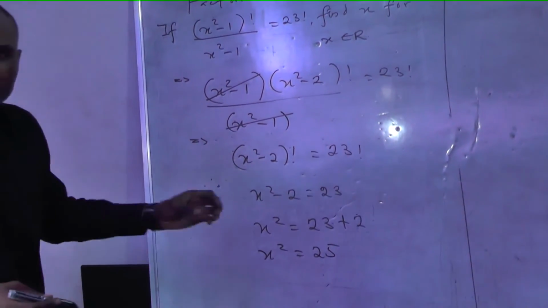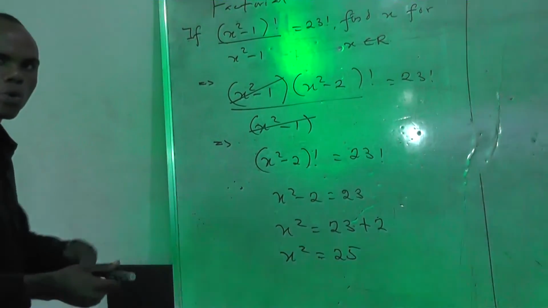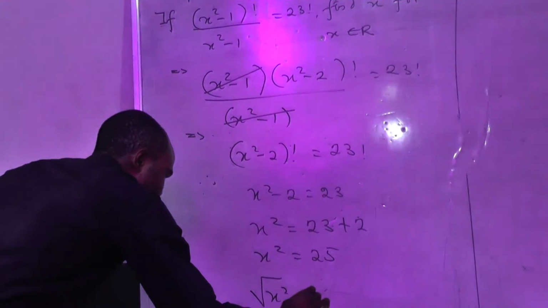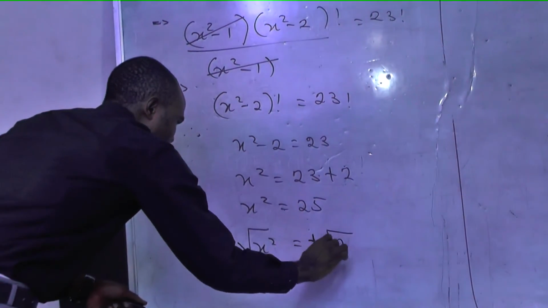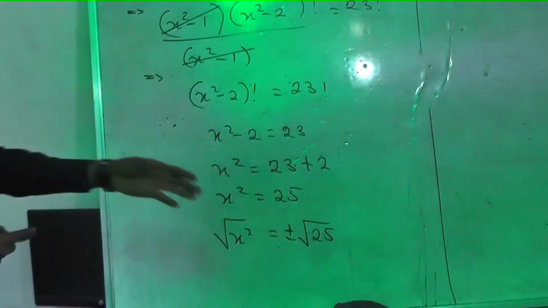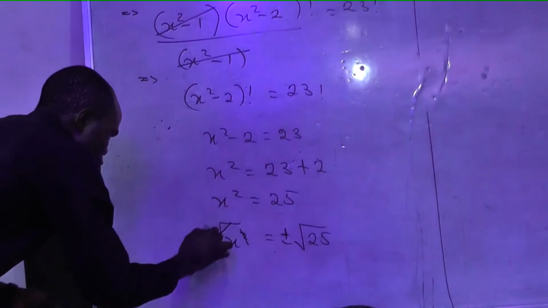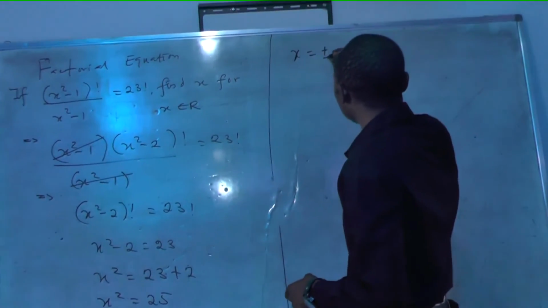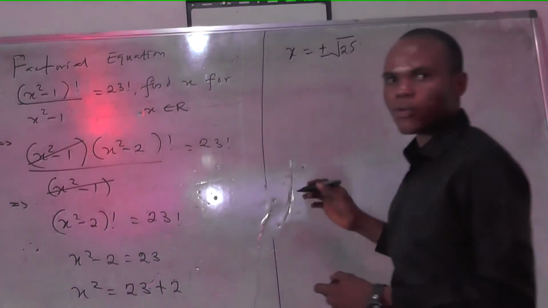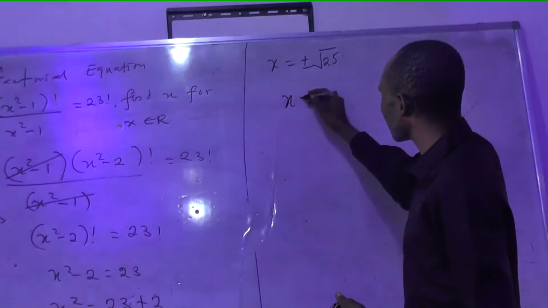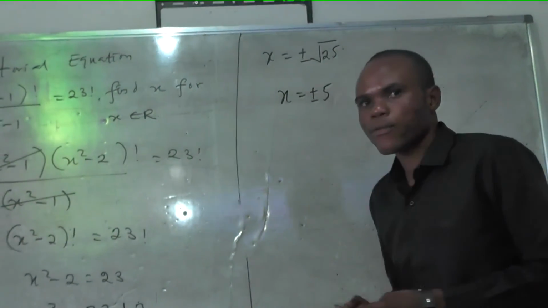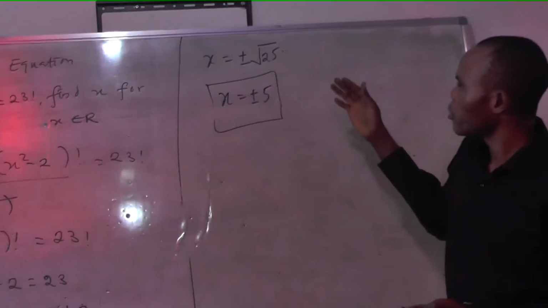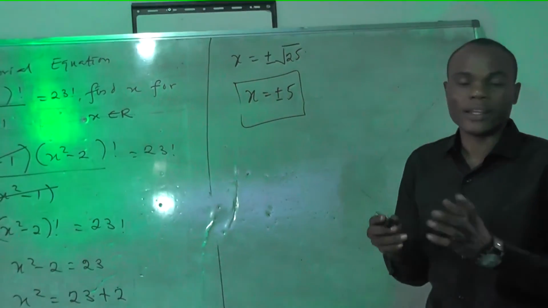And in order for us to get the value of x here, what do we do? We take the square root of both sides, so that you have the square root of x squared equals plus or minus the square root of 25, so that the square cancels out the square root, and we are left with x equals plus or minus the square root of 25. And this implies that x is plus or minus 5. So the two values of x are plus 5 or negative 5.